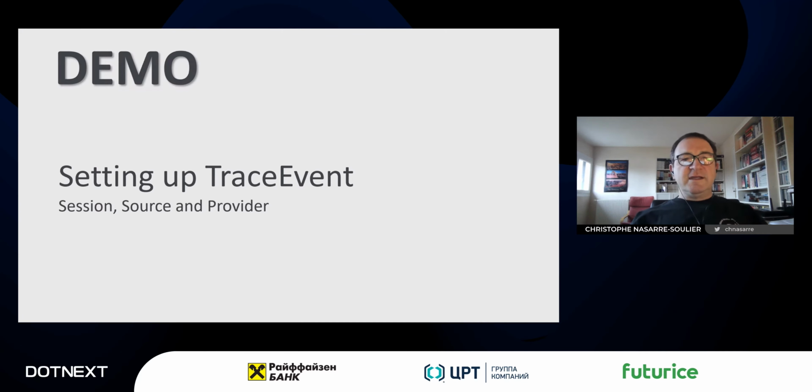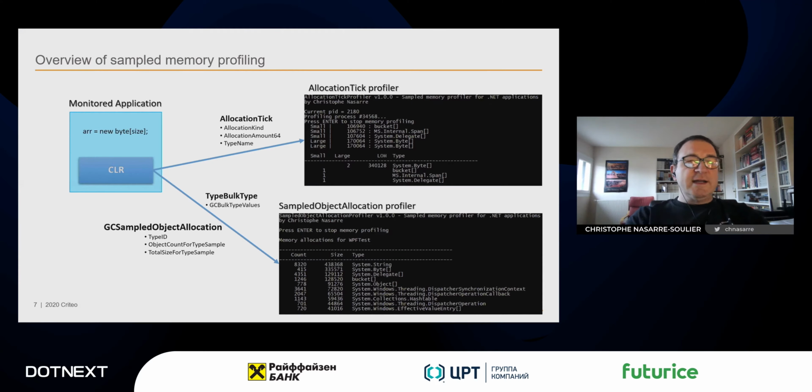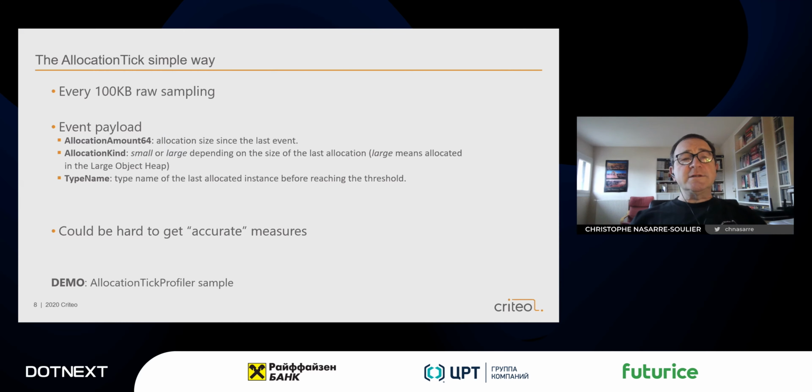Now the rest of this presentation will describe what kind of events provide the information we want, and I will start with the memory profiling case. Here you have the choice between two events: the allocation tick event or the GC sample object allocation event. Both have pros and cons, and I will show you the detail for each scenario. The easiest one is the allocation tick event. This event is sent by the garbage collector after the application has allocated 100 kilobytes of memory. What you get with the payload is the name of the type of the instance that was last allocated to reach that 100 kilobyte threshold.